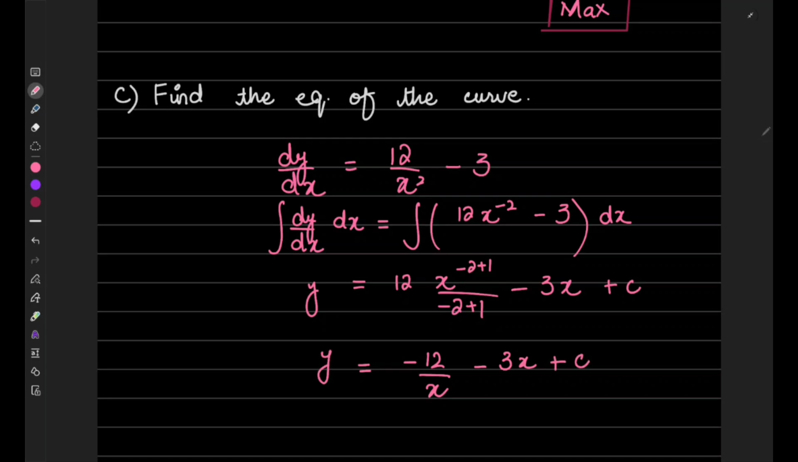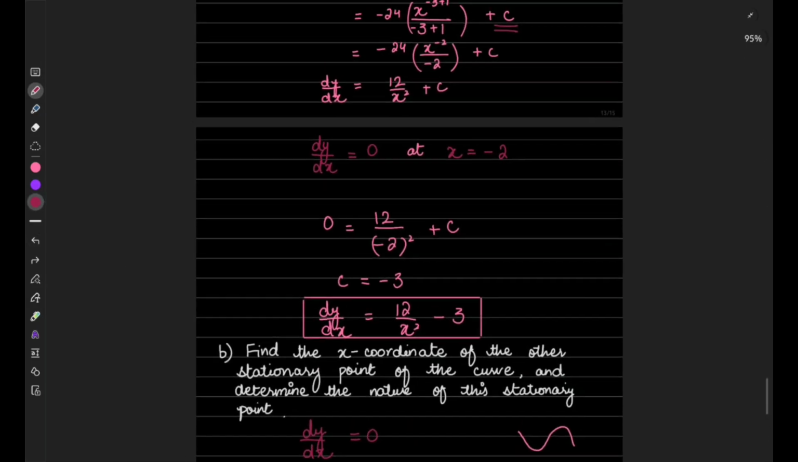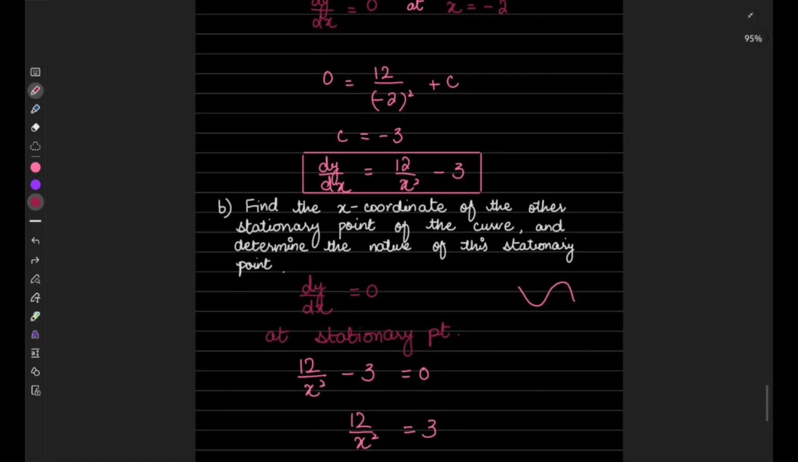Now, how can you find the constant of integration? At the start, they have given you one point that is the stationary point of this curve. So we can use the x and y coordinates of that to find out the constant of integration for the equation of the curve. Minus 2 comma 19.